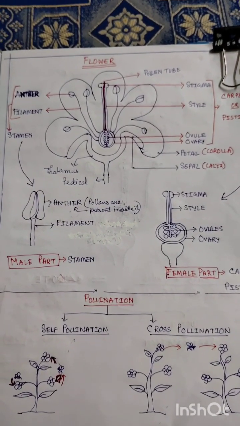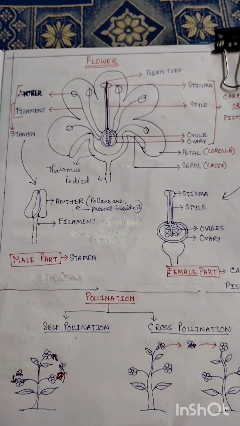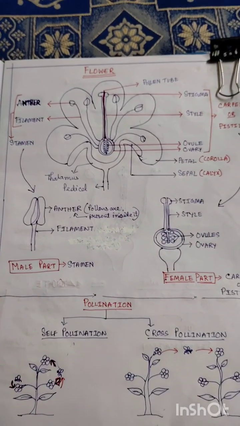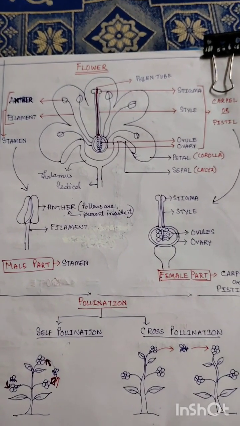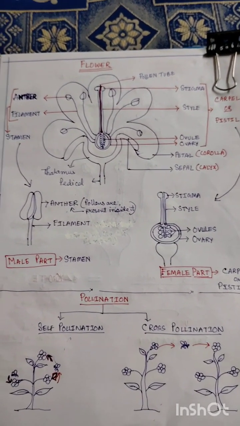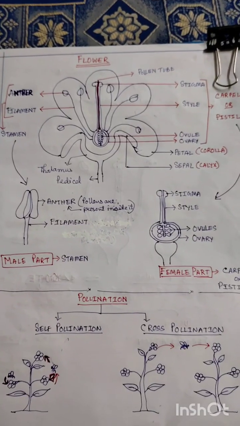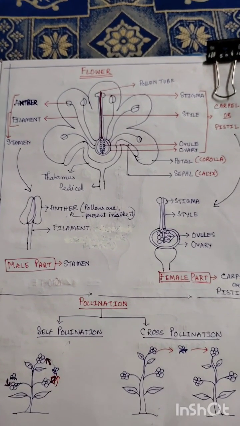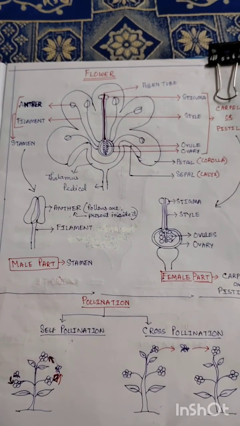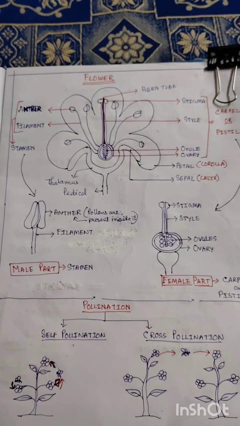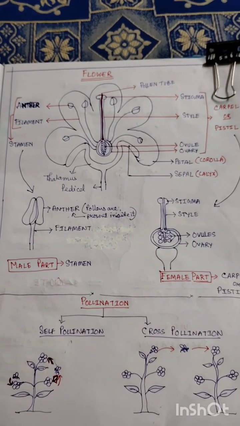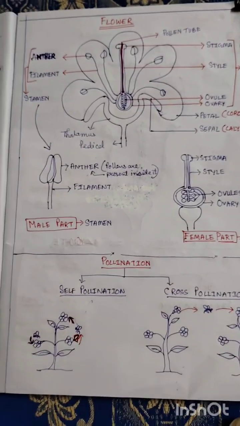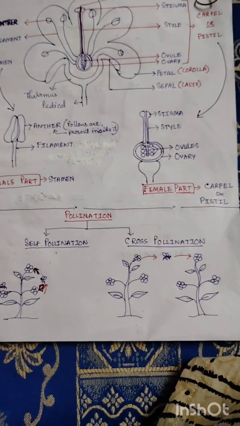Now you have to learn the function of a flower. What is the function of a flower? We previously learned that flowers are the reproductive part of a plant. So flowers produce fruits which contain seeds, and seeds give rise to a new plant. This is the function of a flower. Now we are going to pollination.